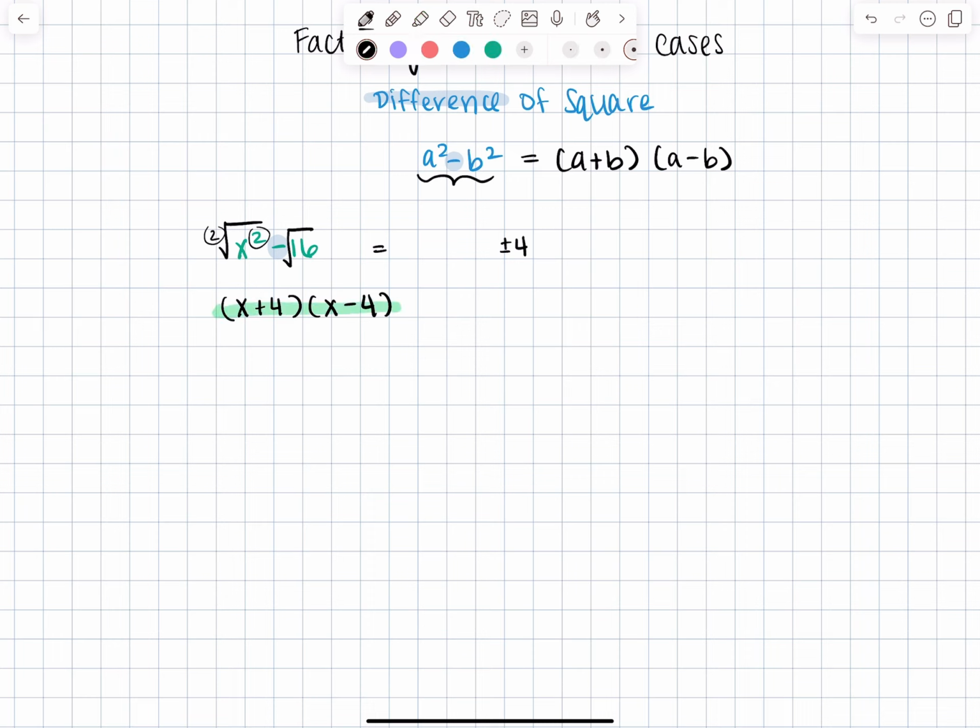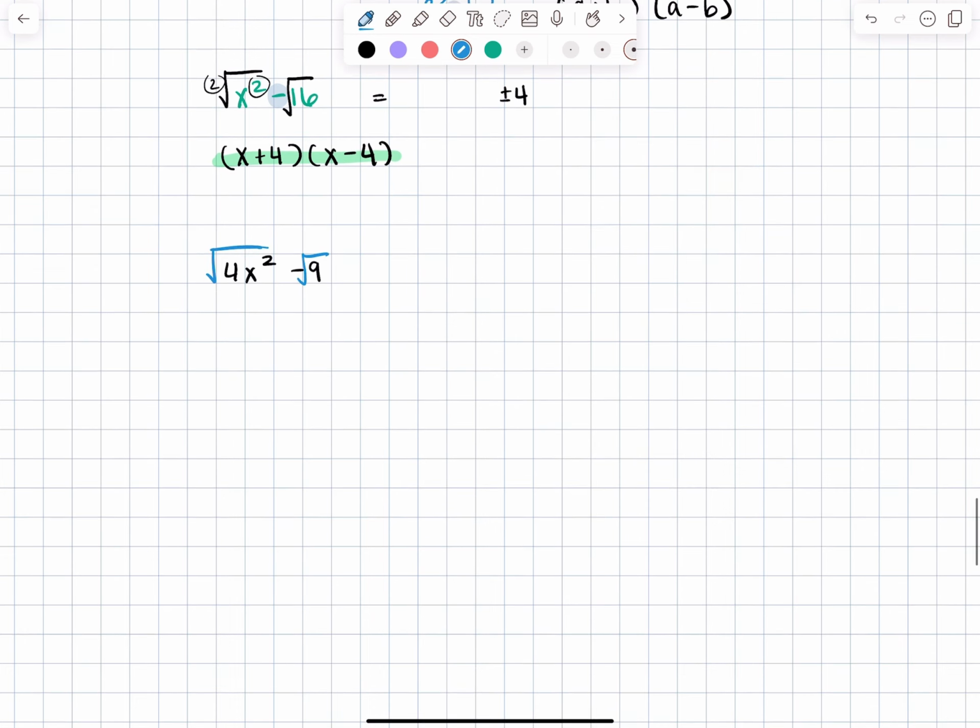Our next example here is 4x squared minus 9. The first step is to take the square root. Here we have a number right next to the variable. The square root of 4 just equals 2, so 2x, because 2 divided by 2 is 1. And then the square root of 9 gives you plus or minus 3. So we would have 2x plus 3 times 2x minus 3. And this would be our final answer.